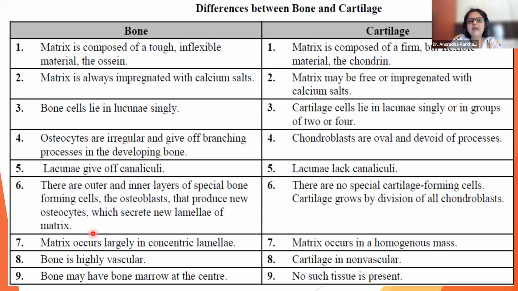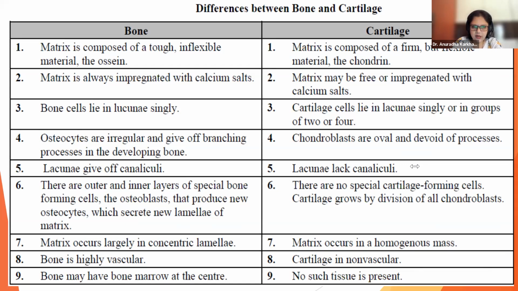Differences. Bone is composed of tough, inflexible material called ossein. Cartilage matrix is composed of firm, strong material, chondrin. Bone matrix is always impregnated with calcium salts. Cartilage matrix may be free or impregnated with calcium salts. Impregnated means present. Okay, present. Bone cells lie in lacunae singly. Cartilage cells lie in lacunae singly or in groups of 2 or 4.